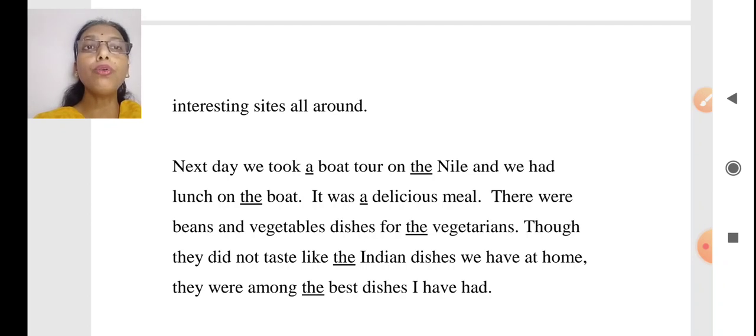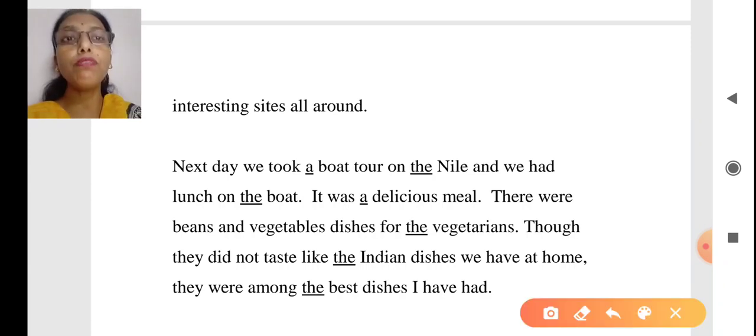Next day, we took a boat, consonant sound, on the Nile. Remember I told you before, water bodies, we always put the: the Ganga, the Brahmaputra, the Nile. Yes? And we had lunch on the boat. Now children, whenever we are mentioning a common noun for the first time, which has a consonant sound, we will put a. And when we are repeating it, we will say the. Like the way I have done here. I have put a here, a boat. And when I repeat it, I said the boat.